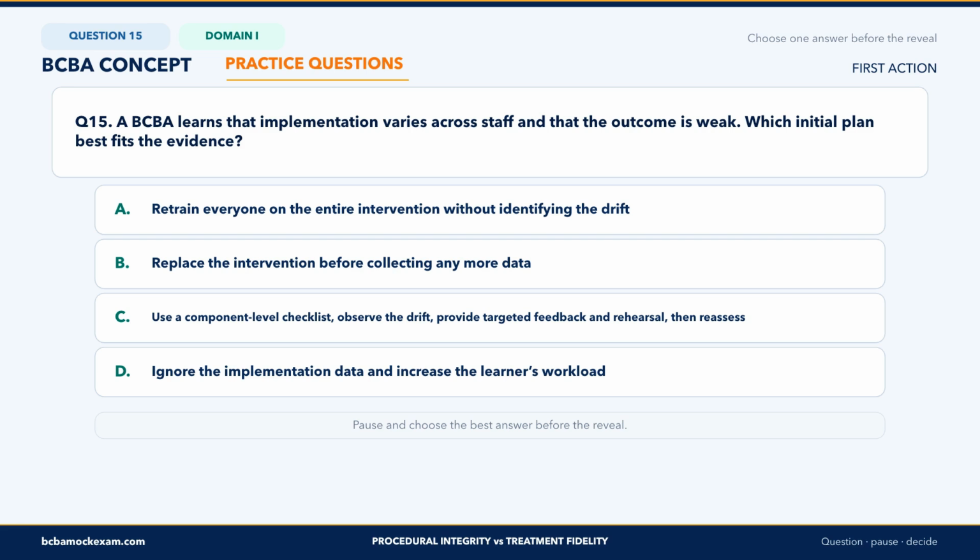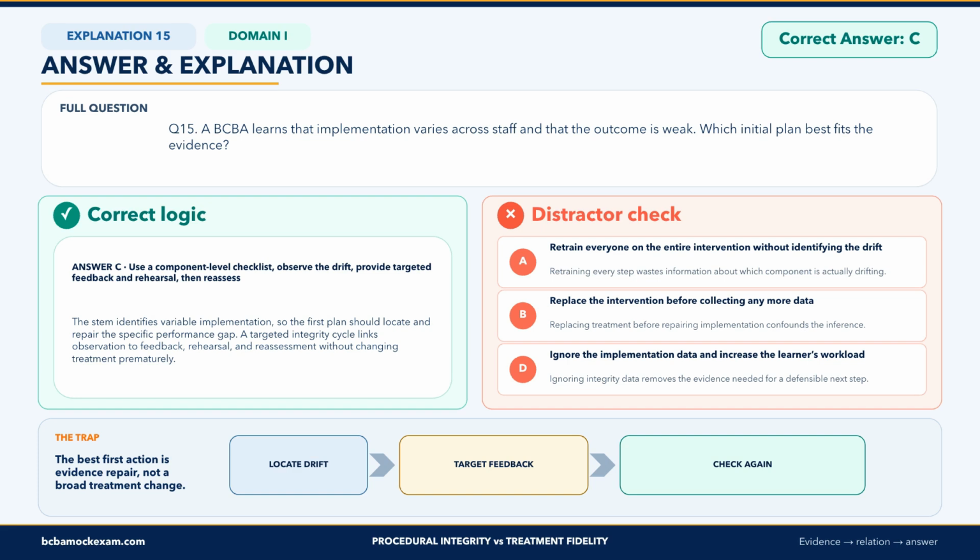Take a second pass. What must be true for each option to win? This question resolves to C. Use a component-level checklist, observe the drift, provide targeted feedback and rehearsal, then reassess. The stem identifies variable implementation, so the first plan should locate and repair the specific performance gap. A targeted integrity cycle links observation to feedback, rehearsal, and reassessment without changing treatment prematurely. The trap is that the best first action is evidence repair, not a broad treatment change.